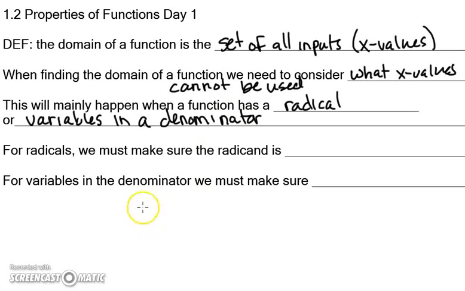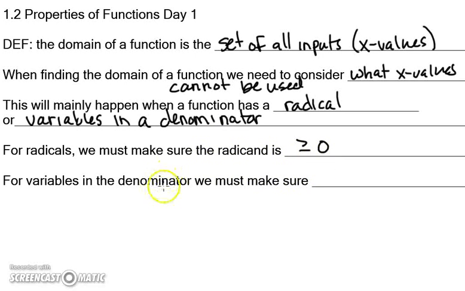Now if we have radicals, we want to make sure the radicand, that's what's inside the radical. So if you think square root of 2, 2 is the radicand. We need to make sure the radicand is greater than or equal to 0. Right? We can't take the square root of a negative number. This really only happens for even powered radicals, but most of the time we're going to be dealing with square roots, so it's not going to be that big of a deal. If we had the third root of a negative number, that's okay. So again, technically this is just for even powered roots.